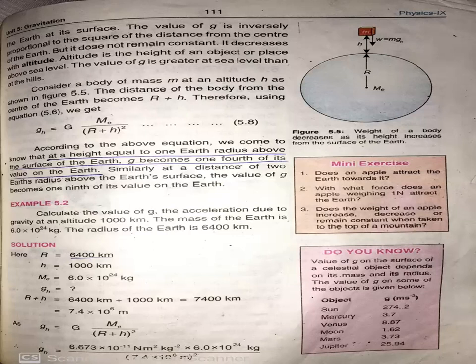This is the end of topic 5.3, variation of g with altitude. You should remember one thing very clearly: as we go up, the value of g decreases. The value of g is greater at sea level, but it is less at hills. So you should be very clear that the value of g decreases as we go up and up. So this is the end of topic 5.3, variation of g with altitude.